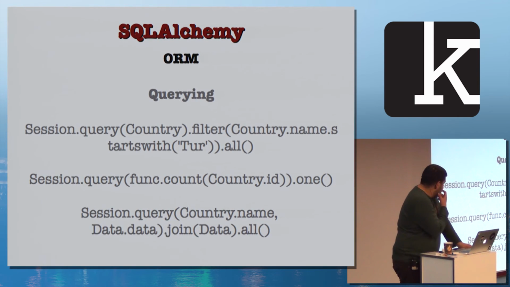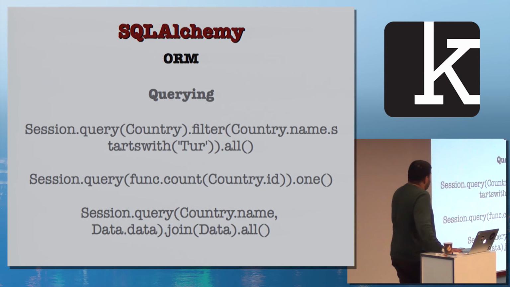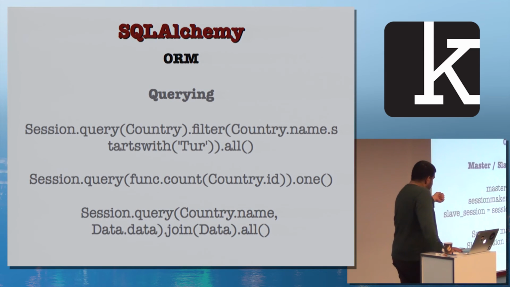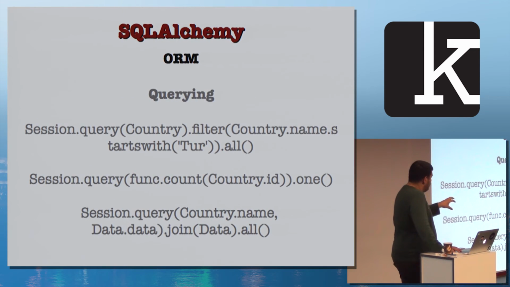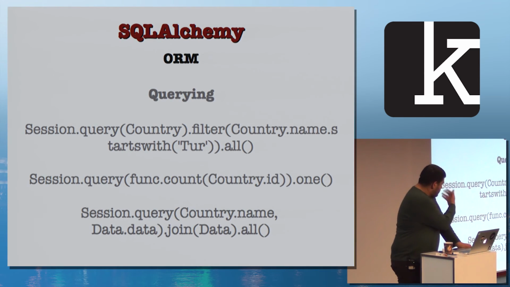And the joins are simpler. In the third example, we just want to retrieve the country's name and the data related to that country, and we're just going to join the data table. And if you remember, the data table was having foreign keys to the countries table. And SQLAlchemy just knows the relation between them and generates the on statement. You could also provide the condition yourself.